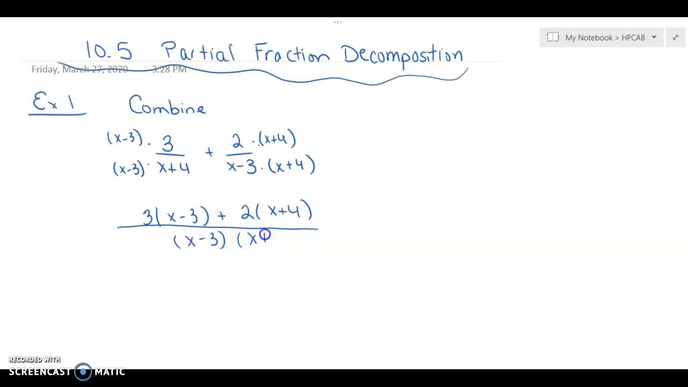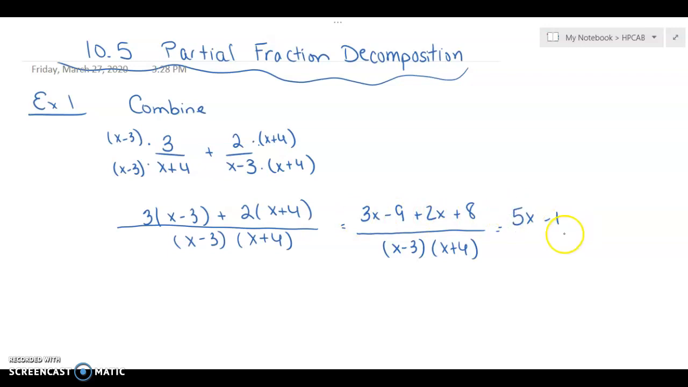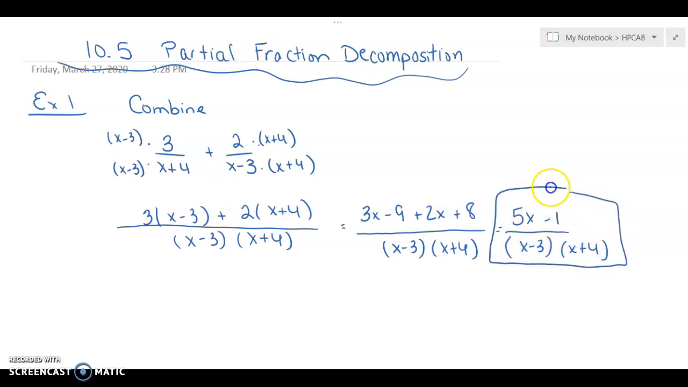All right, and then from there we can distribute the 3, distribute the 2, and combine like terms. So you get 3x minus 9 plus 2x plus 8 all over this denominator of x minus 3, x plus 4. And then you can combine the x's together. You get 5x and minus 1. That's totally wrong, 5x, I apologize, not x. 5x minus 1 all over x minus 3 times x plus 4. All right, and then that's your answer.